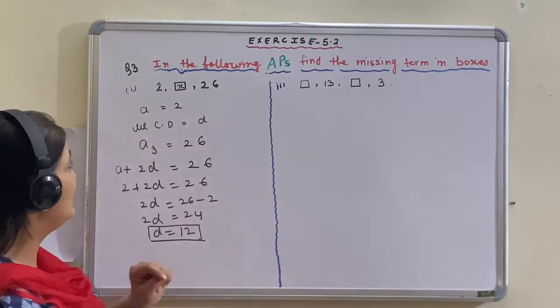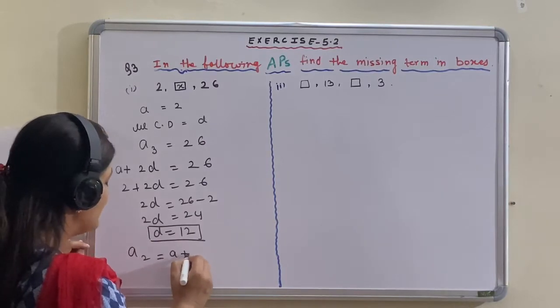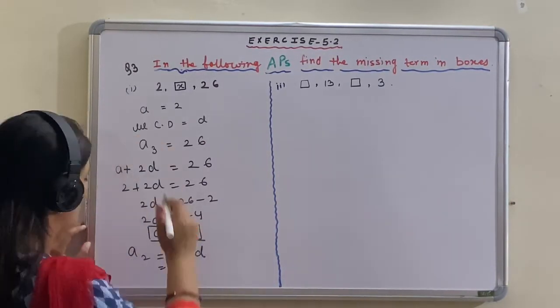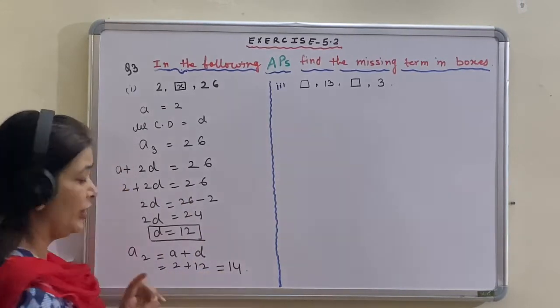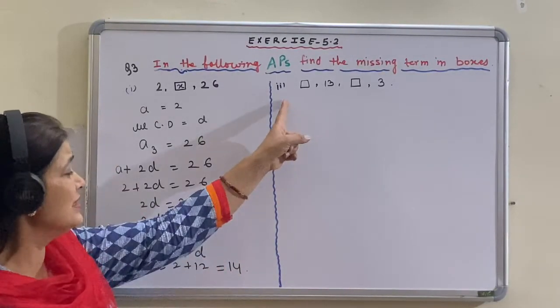And how can we find the second term? Second term हमको कैसे मिलती है? Second term will be a2. a2 will be a plus d. So what is a? A is 2 and d is 12. So second term will be 14. Second term समझ में आया कैसे आया? It is 14.